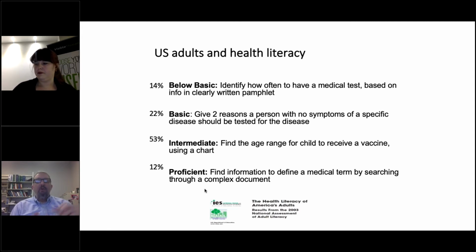But look at number 12. So only 12% of US adults qualify in the proficient level, which we normally equate to high school, college reading level, university reading level. But really, look what it means.